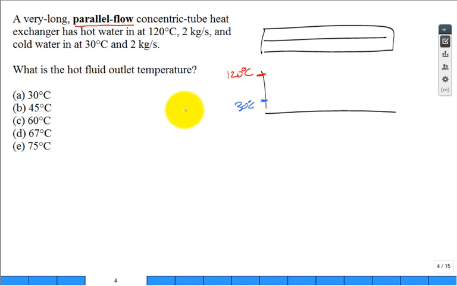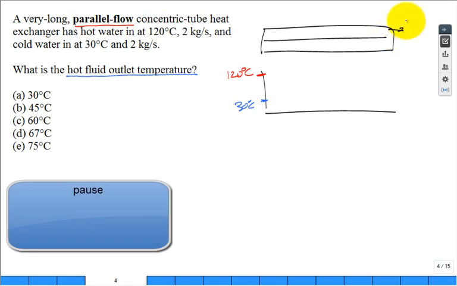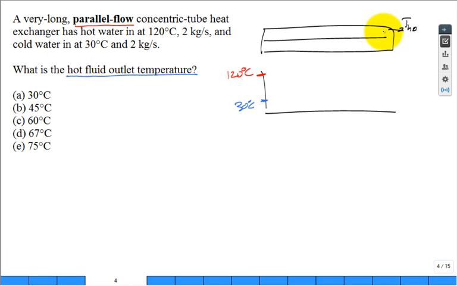What is going to be the hot fluid outlet temperature? So way over here, what is the temperature hot out? It's concentric tube parallel flow. I'm going to give you a few minutes to work on it. We want to use the effectiveness NTU method. A lot of the pieces of the puzzle we can recycle or use from the previous problem, but we have to adapt it a little bit, okay?